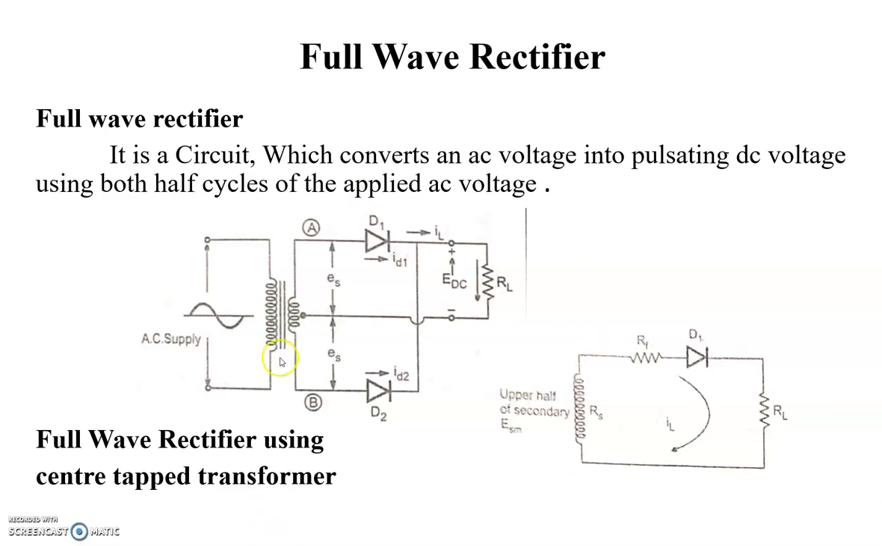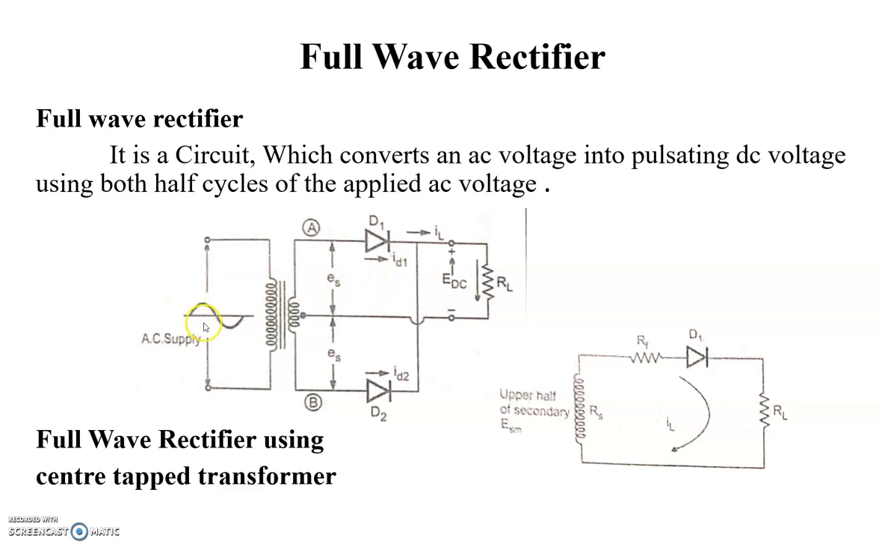Here this diagram represents the full wave rectifier using a center tap transformer. First thing that we have to understand is the name, why we call it a center tap transformer. We have a tapping in the center. For example, if we have 100 turns in the secondary, it means 50 turns on one side and the remaining 50 turns on the other side. So there are two diodes in this circuit. Let us understand the working of this rectifier circuit.